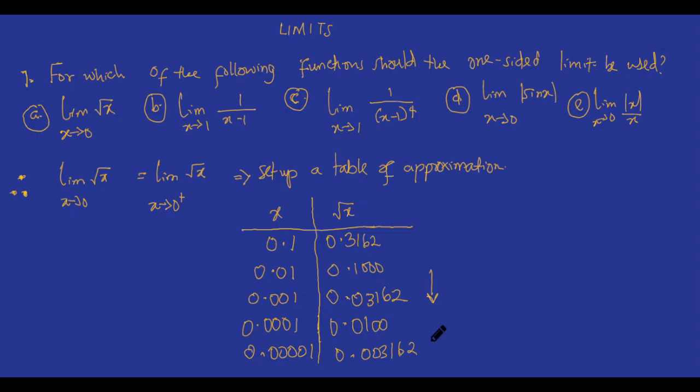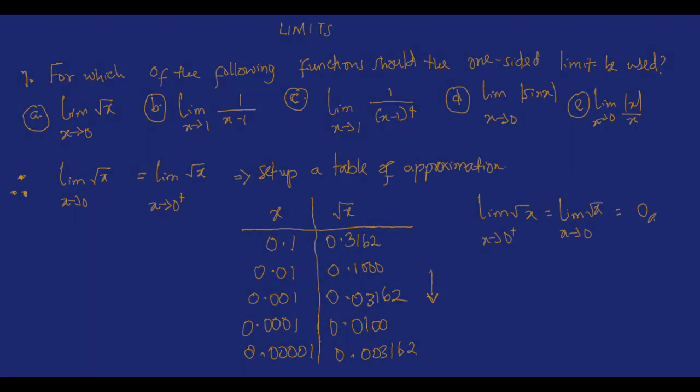So it's evident, and we can say that as x approaches 0 from the right, then the limit of root x as x tends towards 0 from the right is the same thing as the limit of root x as x tends towards 0, and this is going to give us 0. And with that, we've solved this particular question. So let's take a look at the second question.